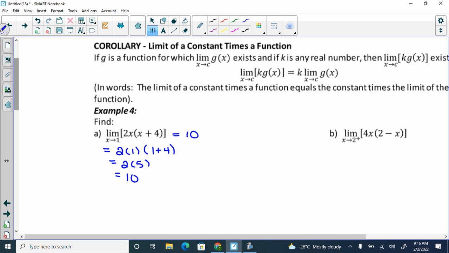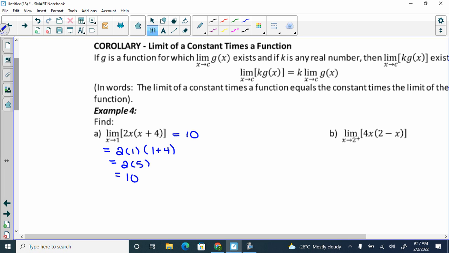What does that actually mean? What does the limit mean? It approaches from the left and the right of the graph 2x(x plus 4). So this is a quadratic, because this would be 2x squared plus 8x, right? So on the graph of 2x squared plus 8x, when I approach 1 from the left and the right, I'm approaching 10.